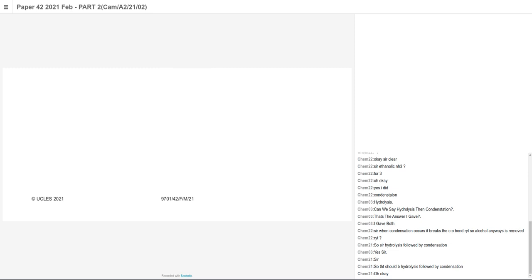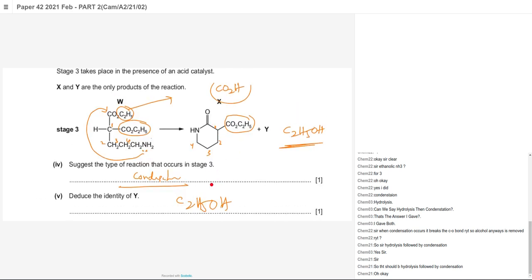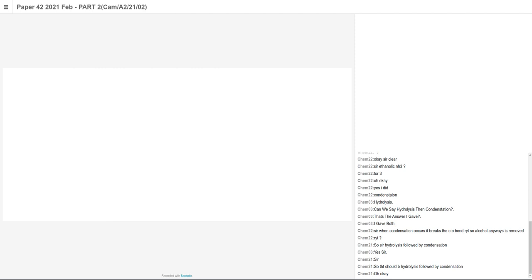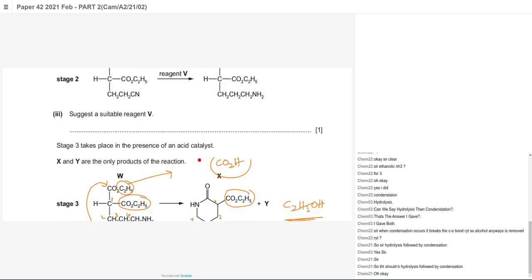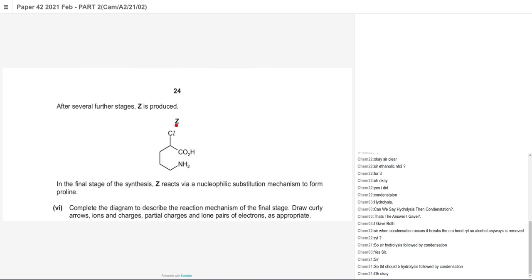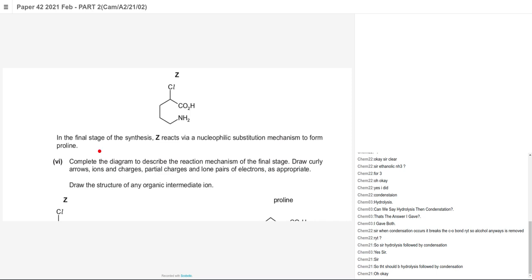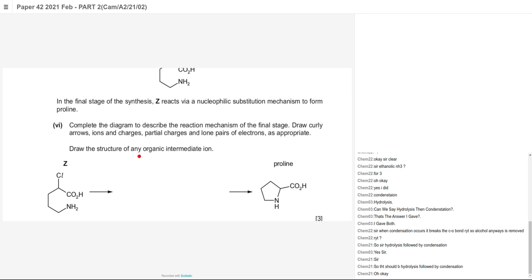After several further stages, Z is produced. What's the difference here? Anyway, we'll see. In the final stage of the synthesis, Z reacts via nucleophilic substitution mechanism to form proline. Repeat the diagram to describe. Now see, this is nucleophilic substitution. Not quite sure if this is SN1 or SN2.